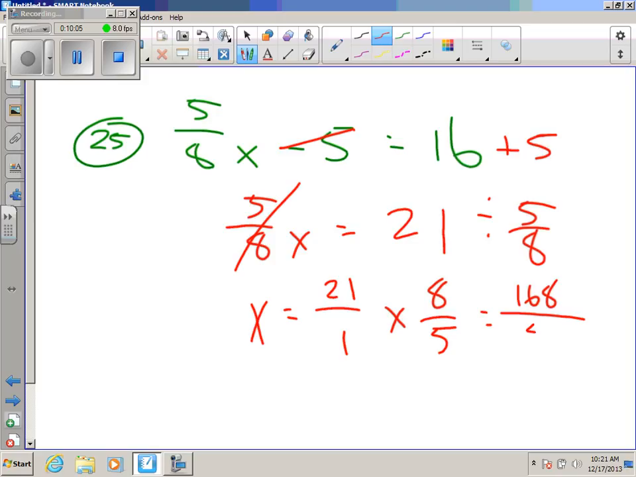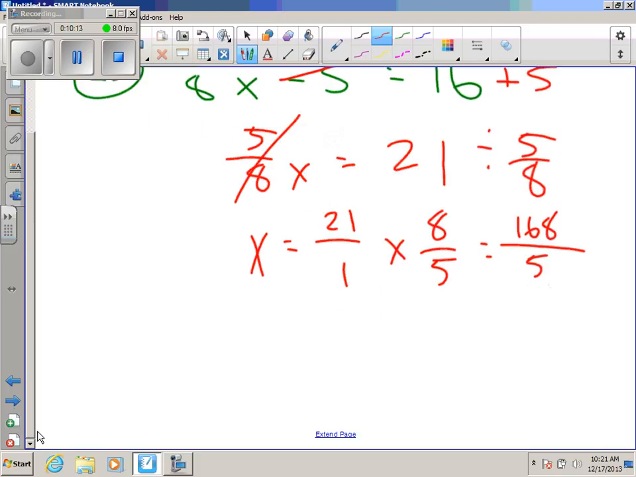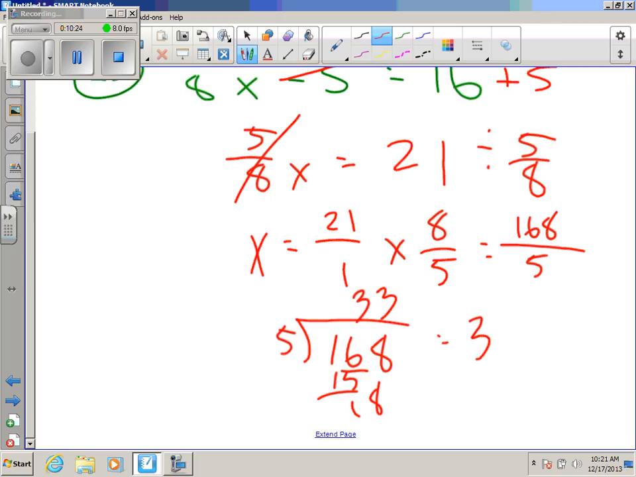over 5. What do we do here if we don't automatically recognize how many times 5 goes into 168? Set it up. So we'd say 33, and how many would be left?